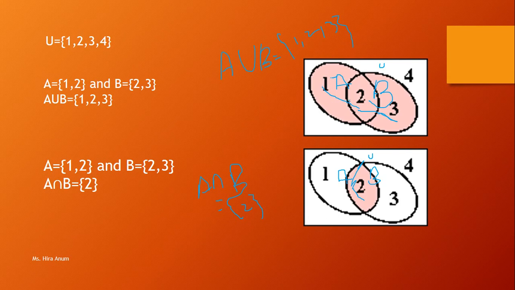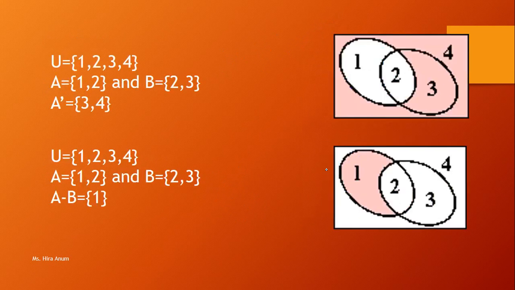In union you write all elements of both sets, but in intersection you write the similar, common elements of the two sets. Now you have to say this is 3, 4, which is the complement of A, and see this A minus B.